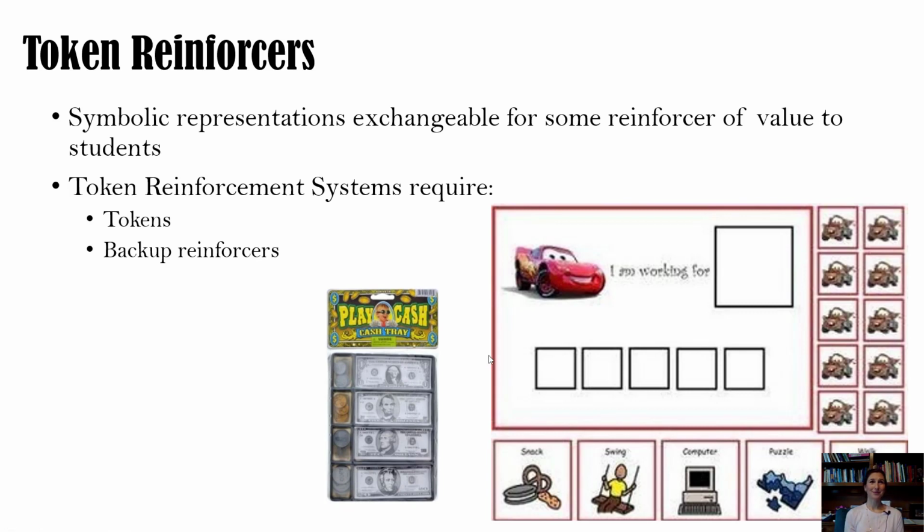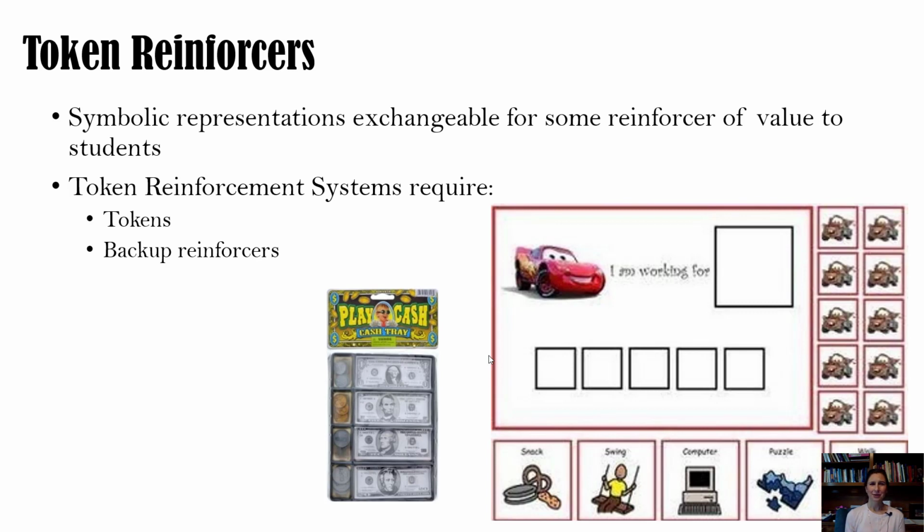So maybe you have little Johnny who sometimes completes his work and sometimes doesn't. Maybe he gets $100 every time he completes his work. And then when he gets $1,000, he gets a big backup reinforcer, something that he wants. So you can do it that way.